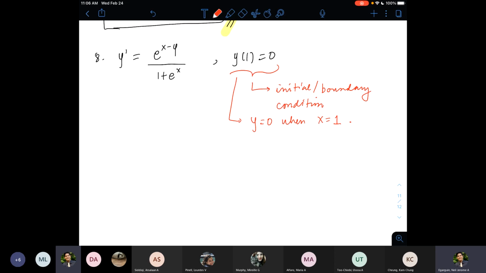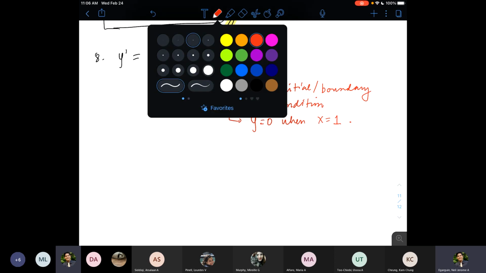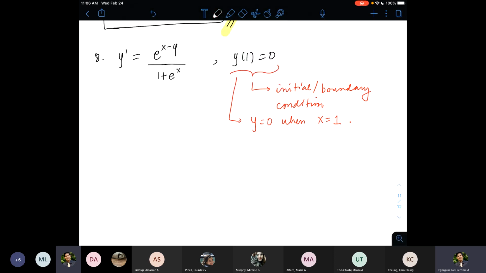And you will see later that we will use this info in order to find the arbitrary constant c. So again, we'll redo the steps we did for problem 4 last time, and then just insert a couple of additional steps to find the particular solution, because again, we need to take care of the initial or the boundary condition.